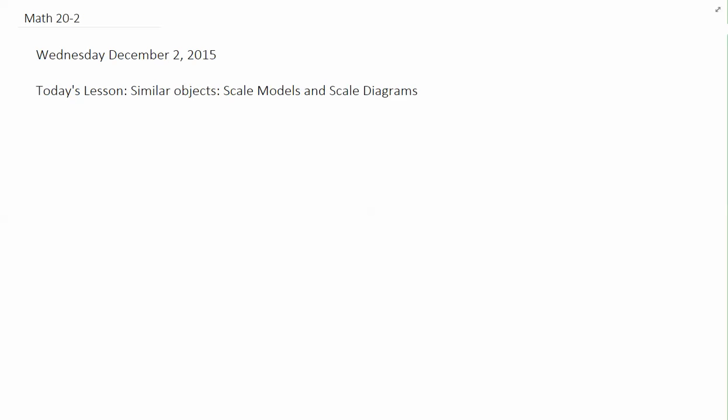So today we are going to look at similar objects, and specifically scale models and scale diagrams. Rather than talking about two-dimensional objects and diagrams, we're now going to be looking at three-dimensional objects. So let's get started.